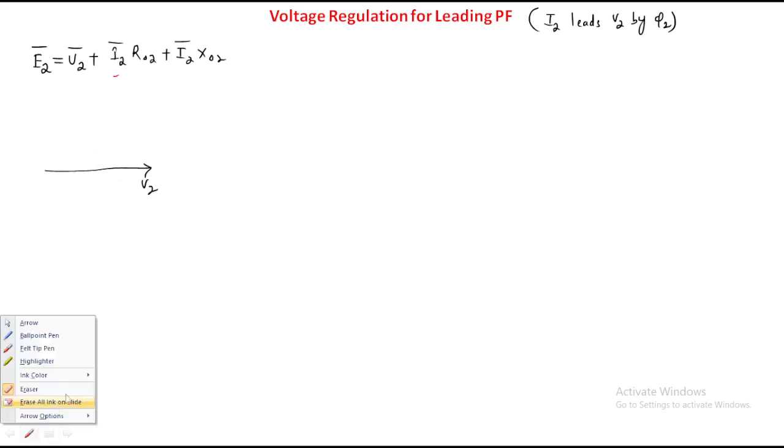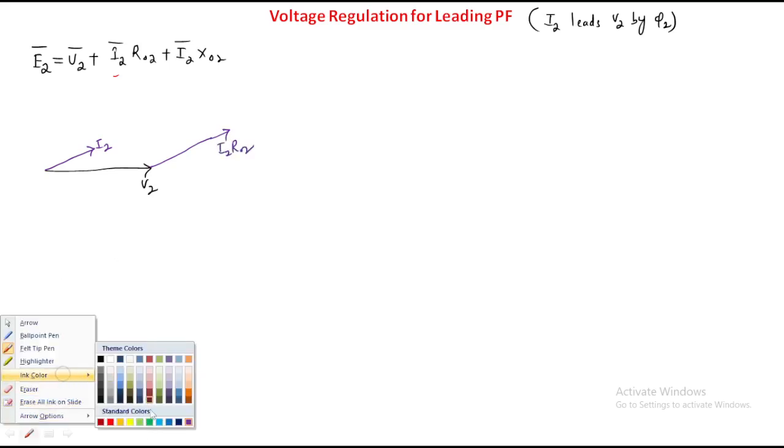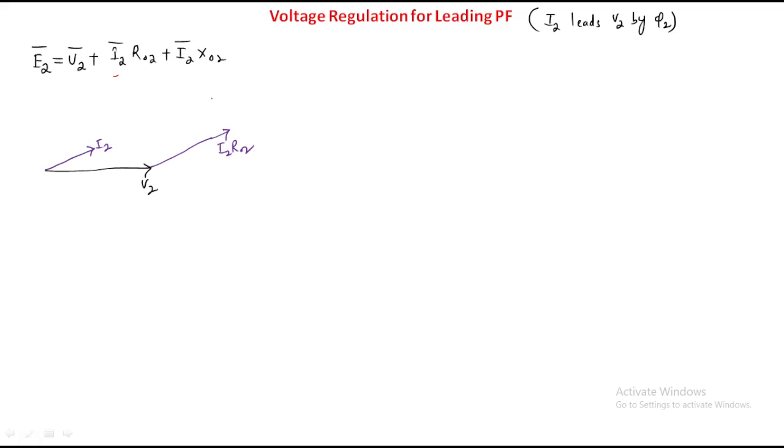The angle should be very less. Let us take this I2, right? Now this is taken as I2 R02. Now what about the axis of I2 X02? Let us take this is quadrature with I2 R02, right? This is about I2 X02. Then what about E2? This is E2. Clear?